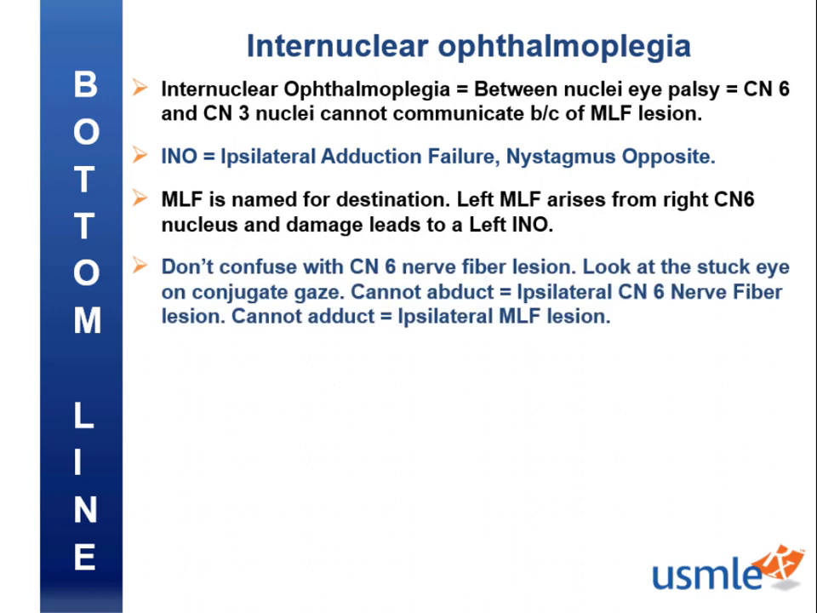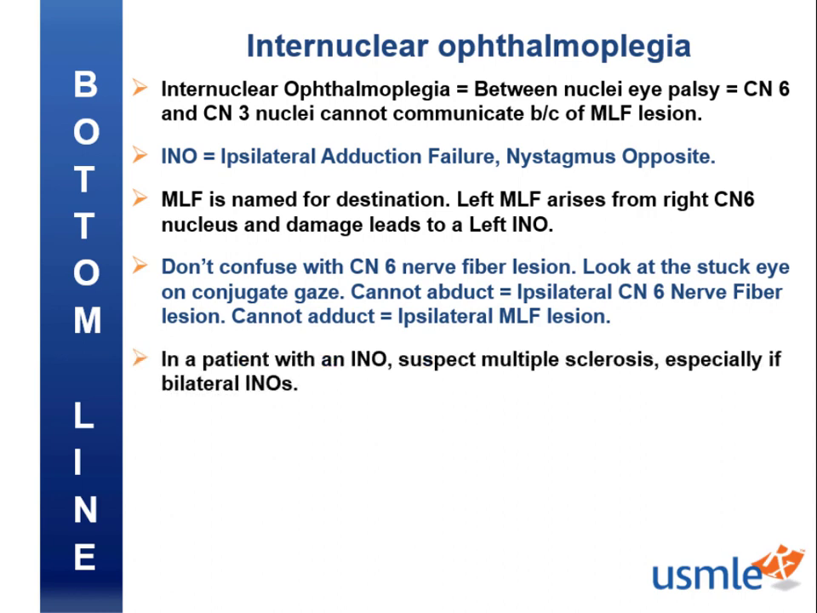Next, do not confuse internuclear ophthalmoplegia with a cranial nerve 6 nerve fiber lesion. Look at the stuck eye on conjugate gaze. If the stuck eye cannot abduct, then this is an ipsilateral cranial nerve 6 nerve fiber lesion. If the stuck eye cannot adduct, this is an ipsilateral medial longitudinal fasciculus lesion, that is, an internuclear ophthalmoplegia. In patients with an INO, suspect multiple sclerosis, especially if they have bilateral internuclear ophthalmoplegias.